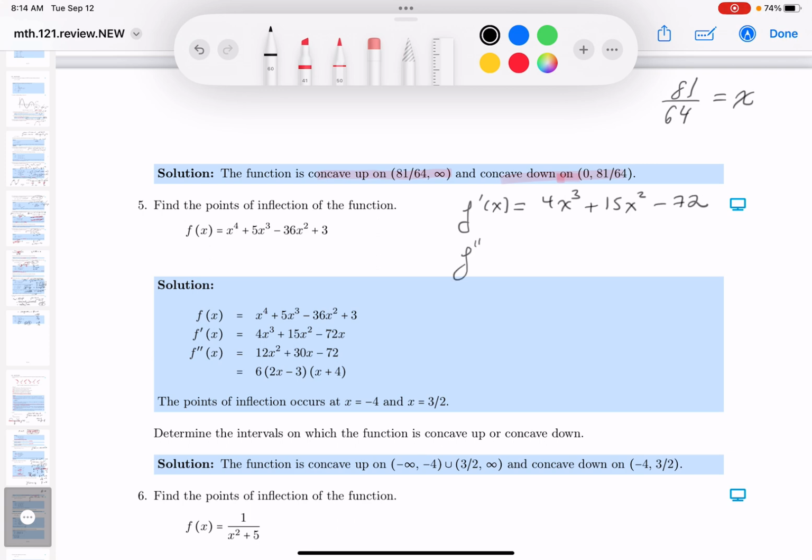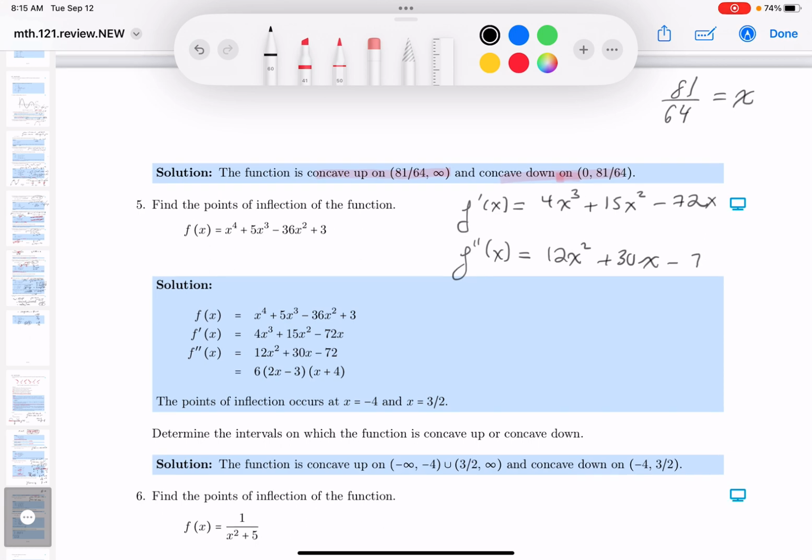Second derivative, that's going to be 12x squared plus 30x. You know what, I forgot to put the x there. It's 72x, minus 72. All right, what I would do is I'd try to factor this guy, because quadratics, generally speaking, are fairly easy to factor.